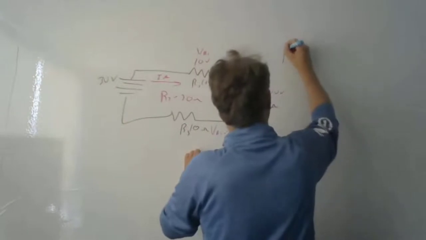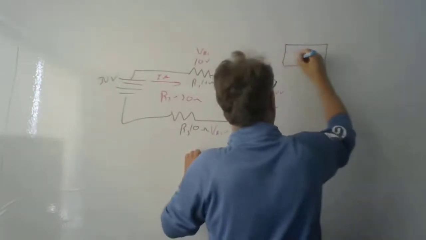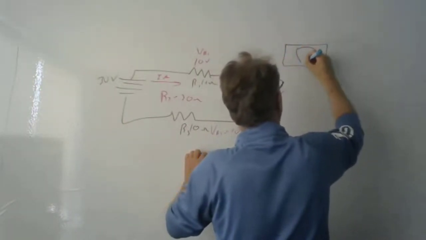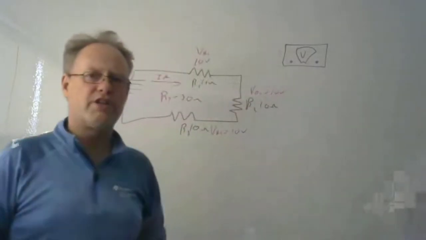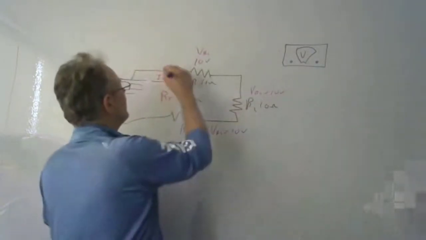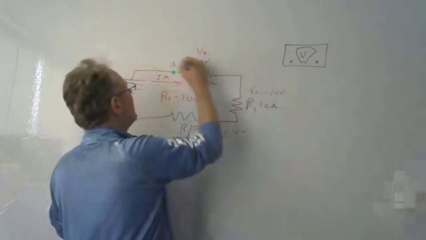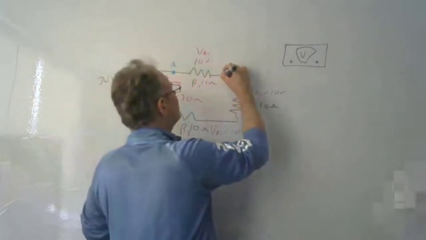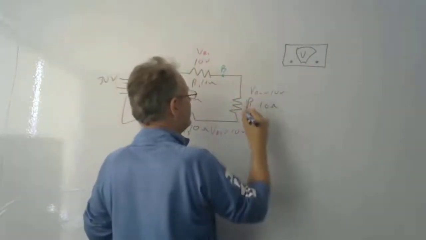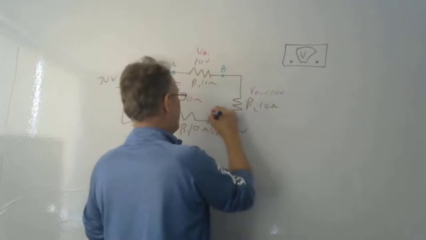I'm going to put a DMM right here. Now, my DMM in this case is measuring voltage. Okay, that's good. I'm just going to measure potential voltage at certain spots. So, I'm going to put some spots here. That's spot A. I'm going to write here, and that's spot B. And then I'm going to go here. I'm going to write C.